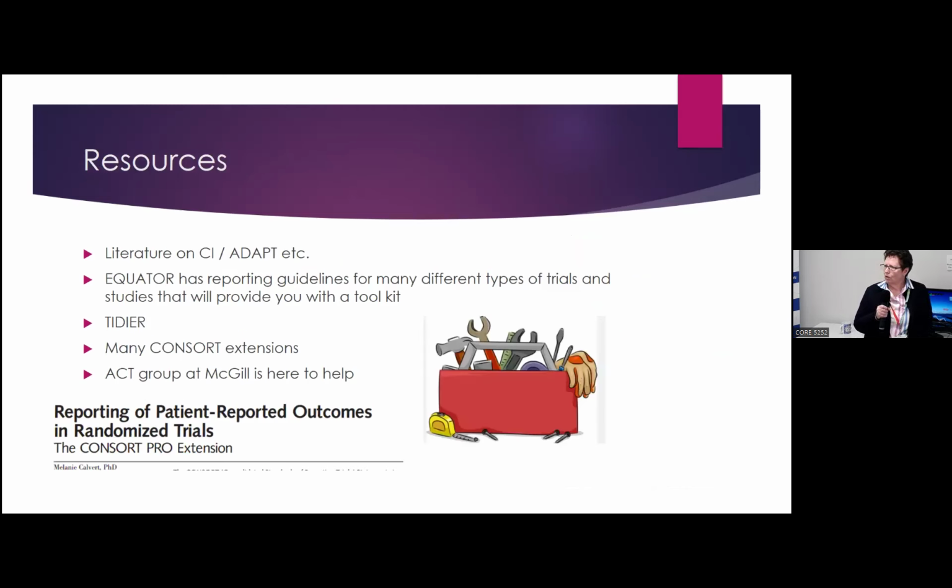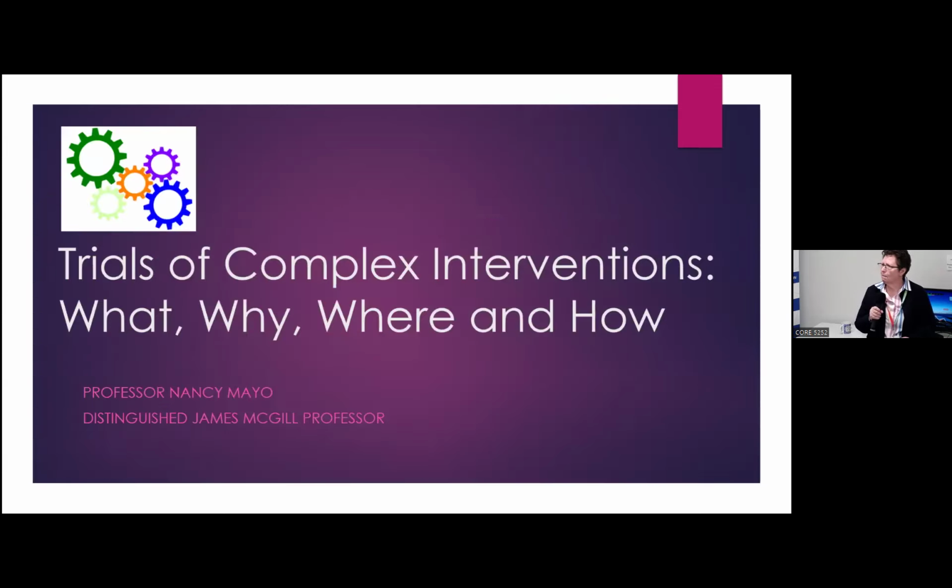So here's a few resources. There's a literature on complex interventions and the ADAPT trial. Equator has 9 million reporting guidelines for many different types of trials. That will provide you with a toolkit to design. Don't just wait till you're reporting your study. Go look at these before you design it because you won't collect the right data. Tidier, there are many consort extensions. The ACT group at McGill is here to help. So for example, there is an extension if you're using patient-reported outcomes in your trial. So if you're planning on using health-related quality of life, look that up.